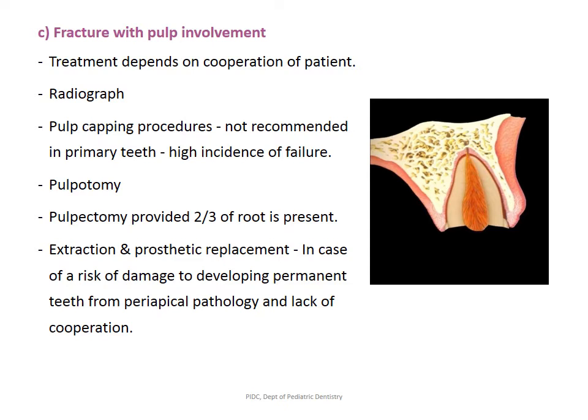Pulpectomy only if two-thirds of the root is still present. Then aesthetic and prosthetic replacement if the patient is uncooperative or there is a risk of damage to the permanent tooth bud.